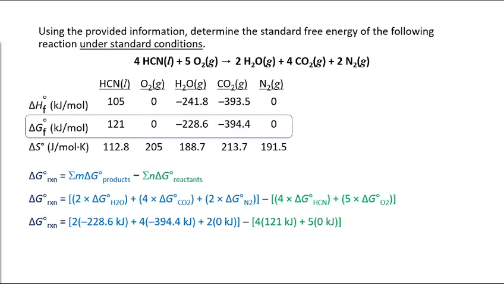Plug all those values in, making sure to account for the negatives and to have your parentheses in the right spots, so you're not subtracting when you're not supposed to be. Plug it all into your calculator, and the standard delta G of this reaction comes out to negative 2514.8 kilojoules.